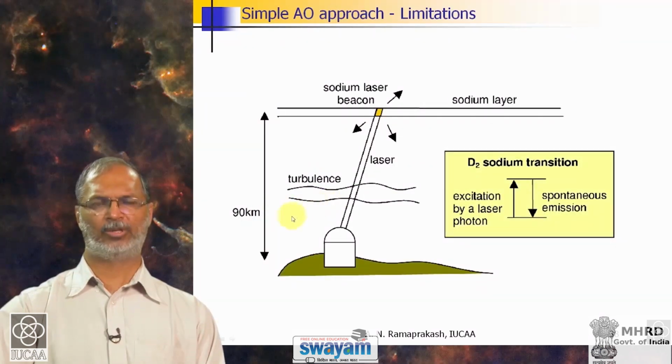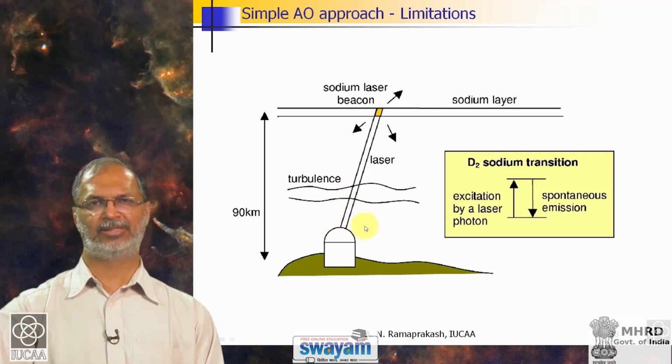So, this is a serious problem. Now, how do you overcome this problem? You create artificial guide stars. You create artificial reference stars in the sky. One of the ways of doing it is to shoot a laser from the telescope up into the atmosphere. Very often these lasers are based on some kind of sodium transitions. That is because in the atmosphere at a height of about 90 kilometers, there is a very thin layer of sodium. This is naturally occurring in the atmosphere.